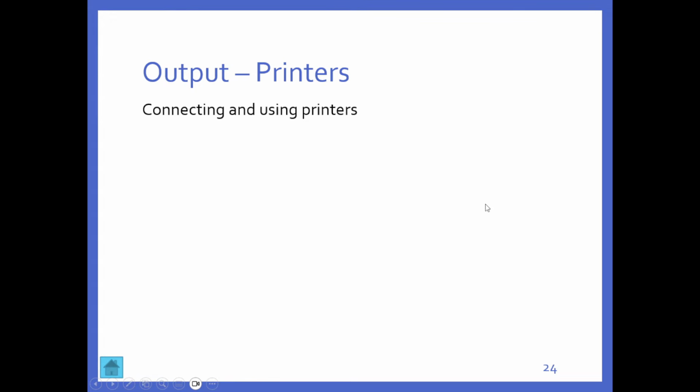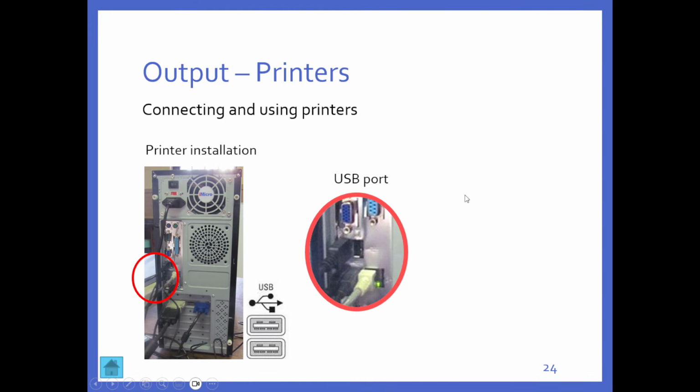Right, we continue with our printers. How do printers then connect? Well, they can connect through a variety of ways, depending on what type of printer it is. But the most common is our USB port. So we have a cable that plugs into the printer and then usually plugs into our PC via a USB port.